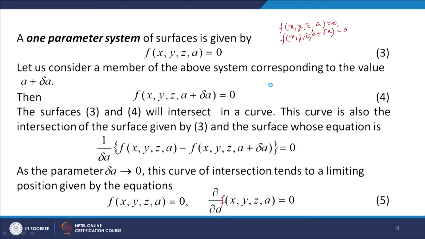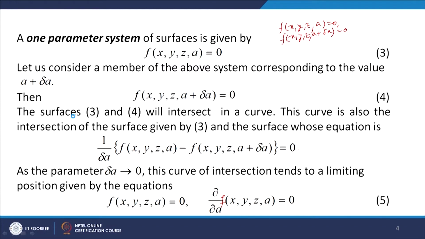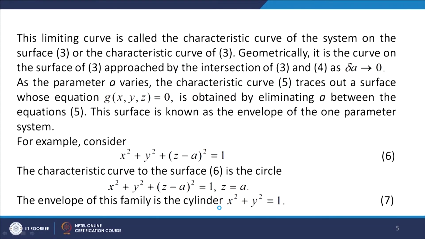this one given by these two equations, traces out a surface whose equation g x y z equal to 0 is obtained by eliminating A between the equations 5. So, we eliminate the parameter A from the two equations f x y z a equal to 0 and partial derivative of f x y z a with respect to a equal to 0. This surface is known as the envelope of the one parameter system.